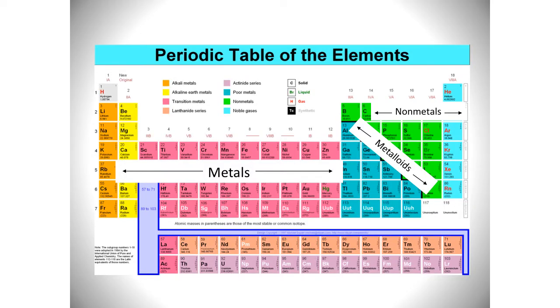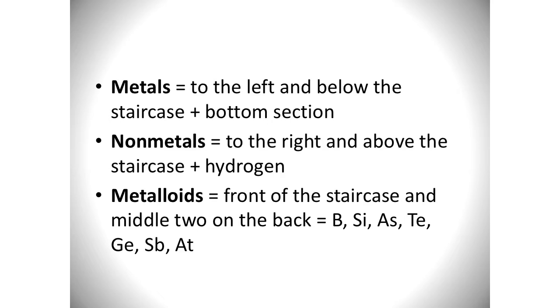So this is again just one more representation of this. On the staircase, we have our metalloids, so it's the whole front of the staircase, and then the middle two on the back, Ge and Sb. Aluminum and polonium touch the staircase, but they are metals. So once again, your metals to the left and below the staircase and the bottom section. Nonmetals are to the right and above the staircase. Don't forget about hydrogen, that is a nonmetal. Our metalloids or semi-metals are the whole front of the staircase and the middle two on the back.